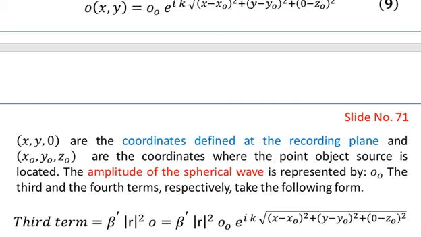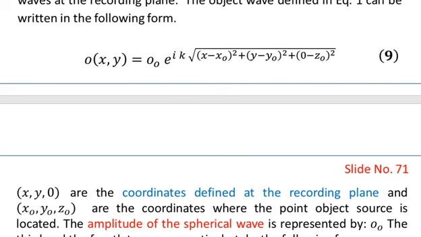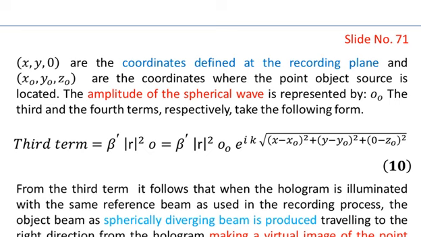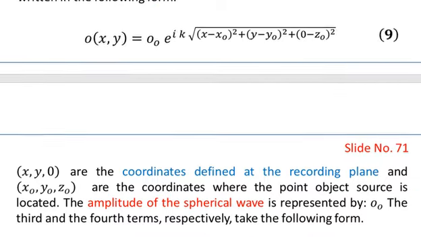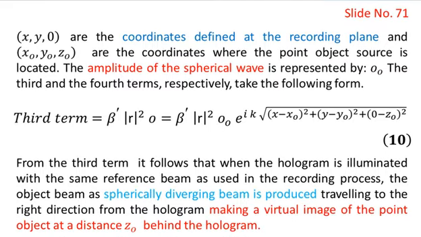So when these points change, then of course the phase according to equation number 9 will change, but x naught, y naught and z naught, which is the location of the point source, would not change for a single point source. The amplitude of the spherical wave is represented by O0. The third and the fourth term respectively take the following form. So under that condition we are writing the third term, which is equal to beta prime r mod square into O, and then we have replaced O by its value from equation number 9. So this is equation number 10, the third term.